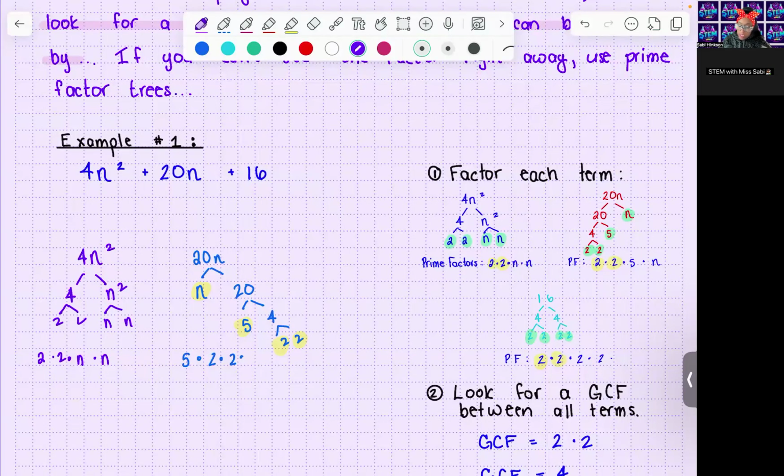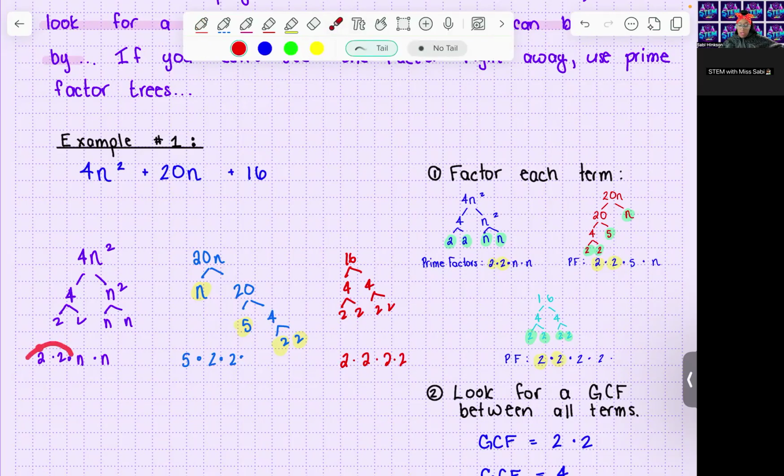Now let's look at the 16. How do I break down the 16? Well, 16 can be broken down 4 times 4. And then these are 2, 2, 2. So we have 2 times 2 times 2 times 2. These are the prime factors. So now you're going to look. What is the greatest thing they have in common? Well, the greatest thing that they all have in common is 2 times 2.